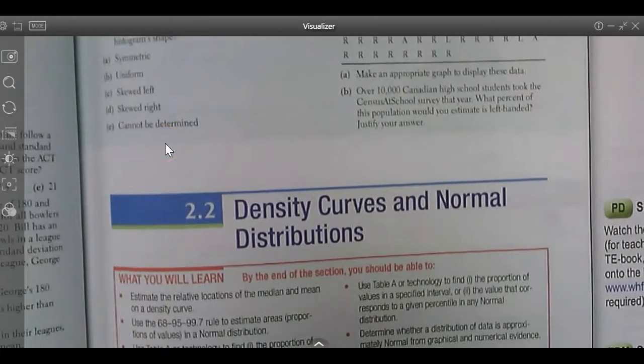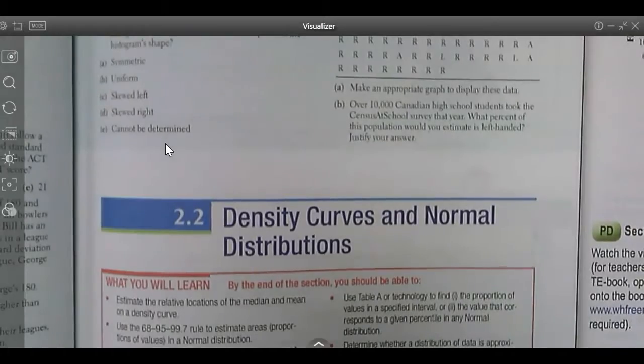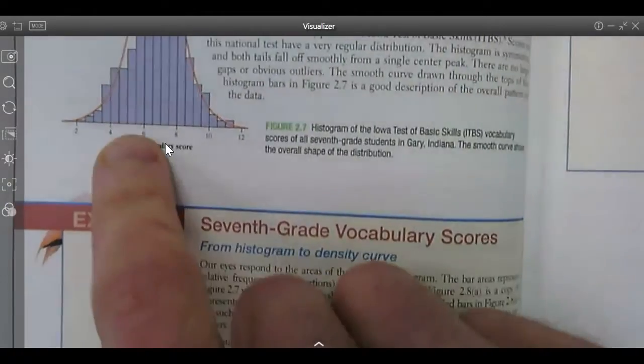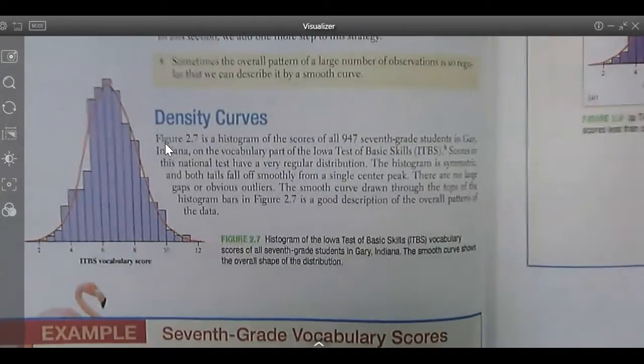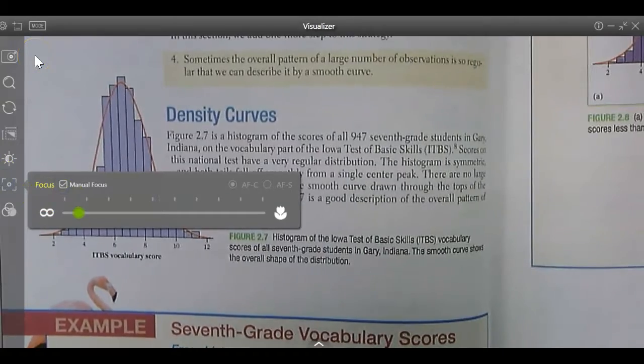All right, on to section 2.2. Section 2.2 was the normal distribution and density curve. So let's start there. A density curve is just a curve that we're going to draw over the data from a histogram, dot plot, stem plot, any one of those, so that we can find the area under the curve.